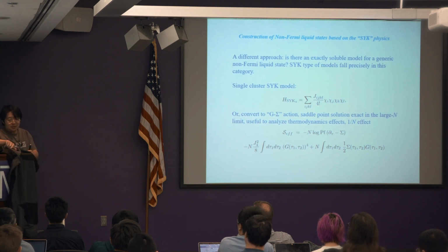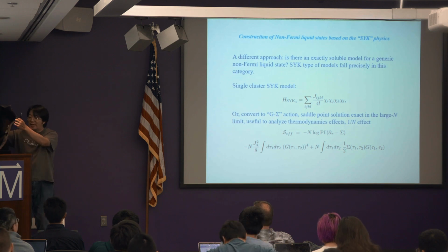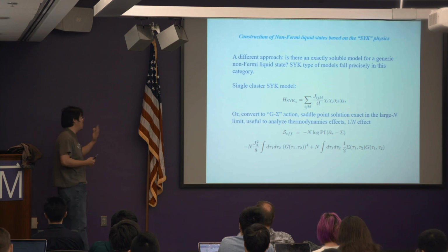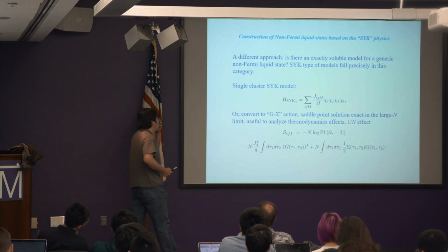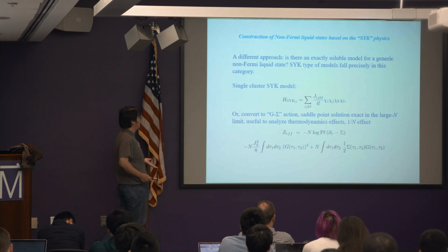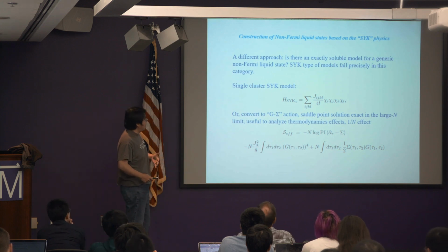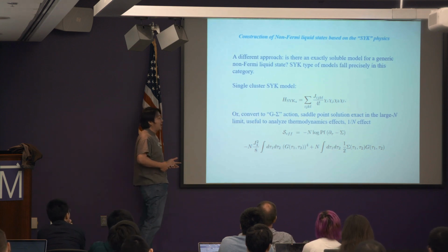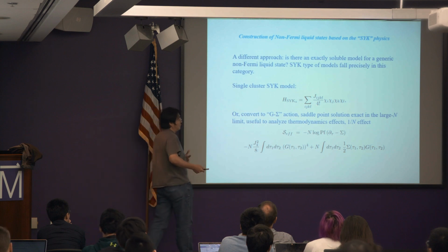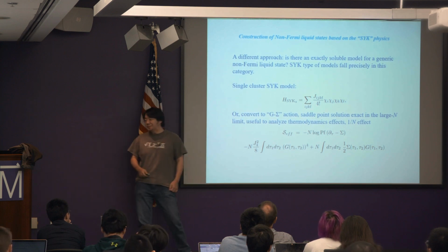This G sigma action is particularly useful if we want to study thermodynamic properties, for example entropy and many other things, and also the reparameterization mode of the system. It is also very useful for a one-over-N effect calculation. Suppose we want to study what happens if you have a finite number of degrees of freedom, then this action is going to be very helpful for this purpose.